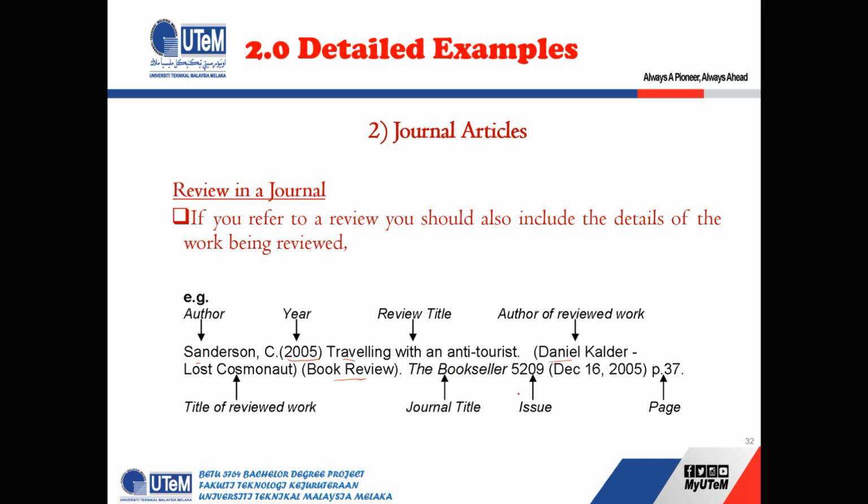So the reviewer, the journal title, the title of the reviewed work, the journal title, the issue number, the date. Okay, when we don't have the volume, we have to give the date. And then page number 37. So if this is just page number 37, we can highlight page number 37, or if we know that this is page number 37 until 50, we mention page number 37 until 50.